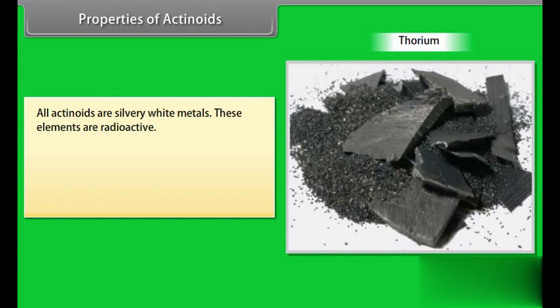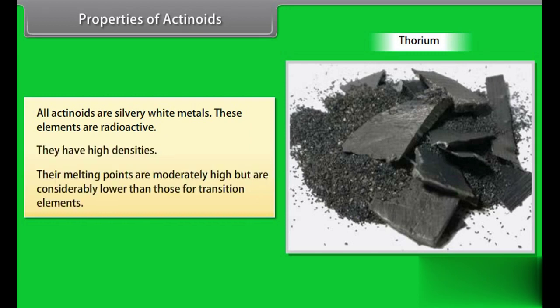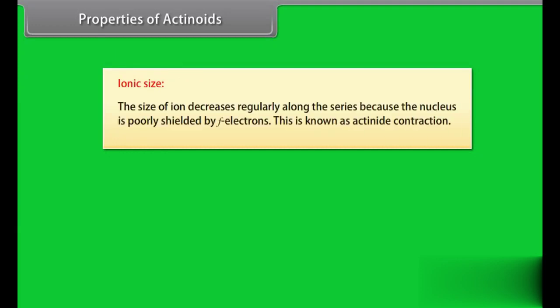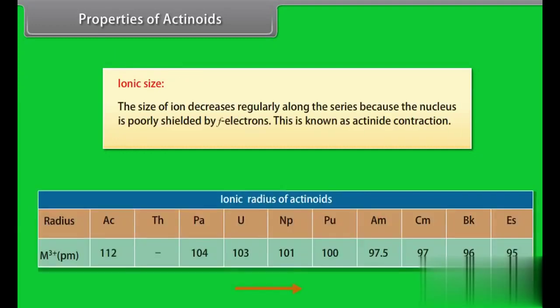These elements are radioactive. After uranium, all the elements are man-made. They have high densities. Their melting points are moderately high but are considerably lower than those of transition elements. Ionic size. The size of the ion decreases regularly along the series because the nucleus is poorly shielded by f electrons. This is known as actinide contraction.